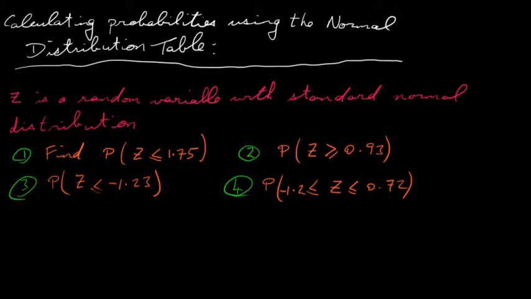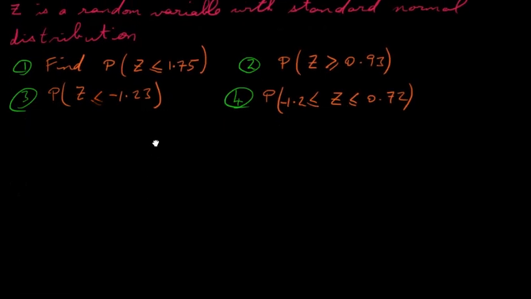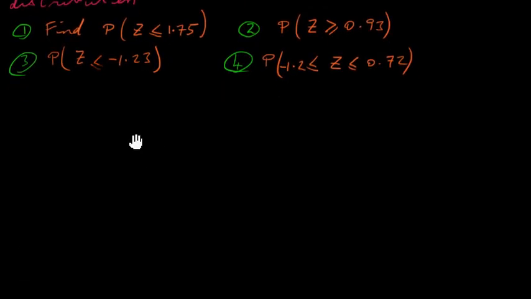Okay, so in this video I'm going to look at calculating probabilities using the standard normal distribution table. We've got a variable here called z, and it's a random variable with standard normal distribution, and we want to find these probabilities here. It starts off with a fairly basic one and works up to a kind of a combined one, if you like. So let's have a look at how we work out these probabilities.